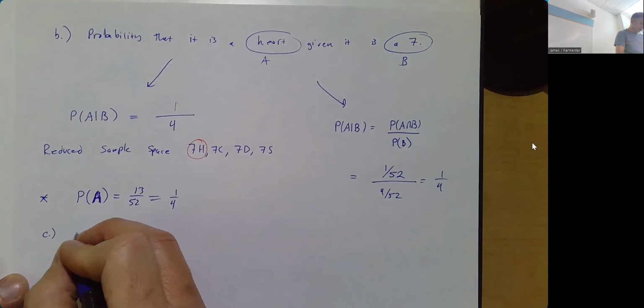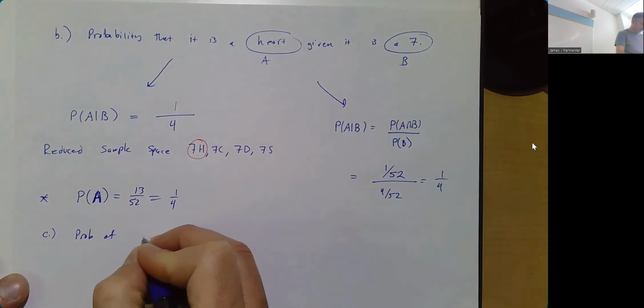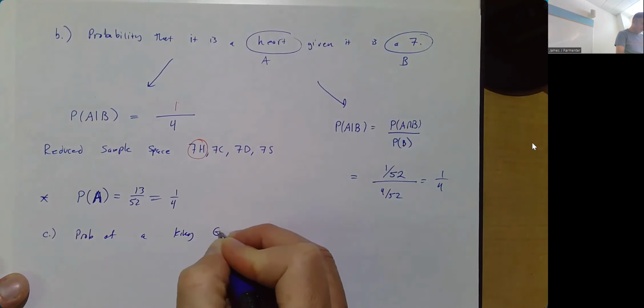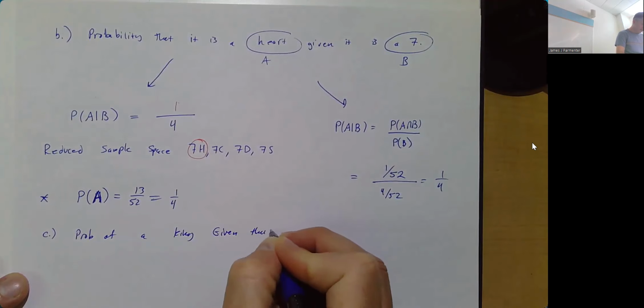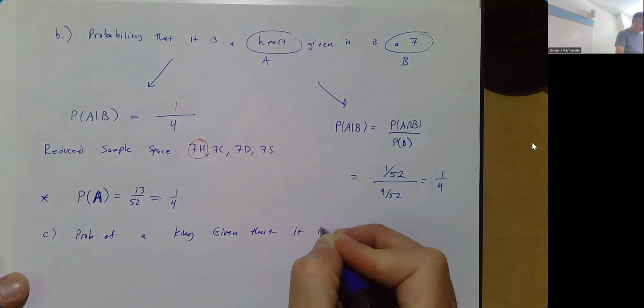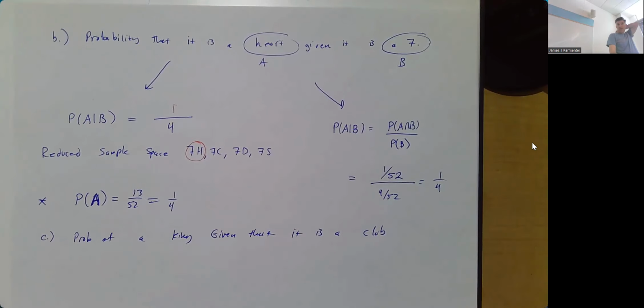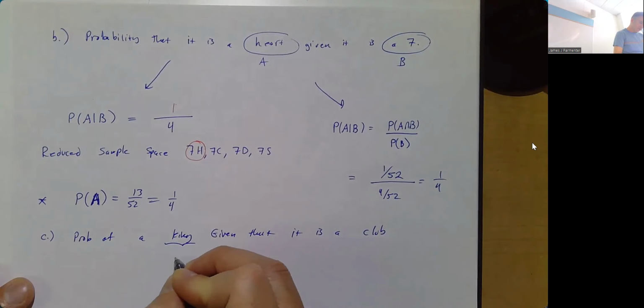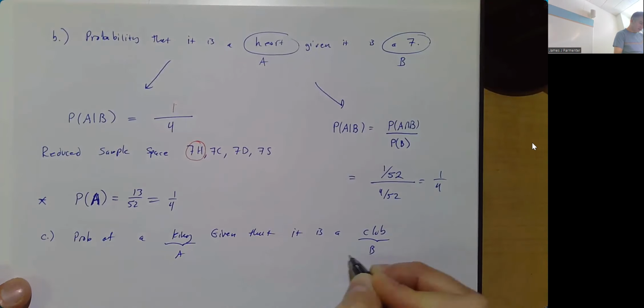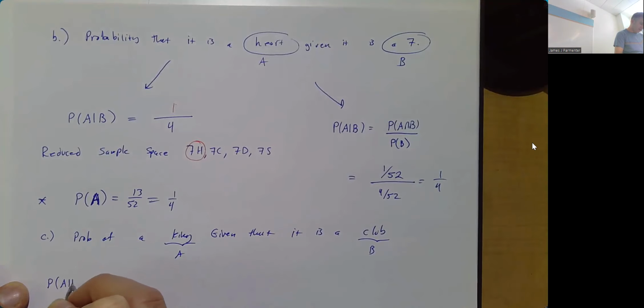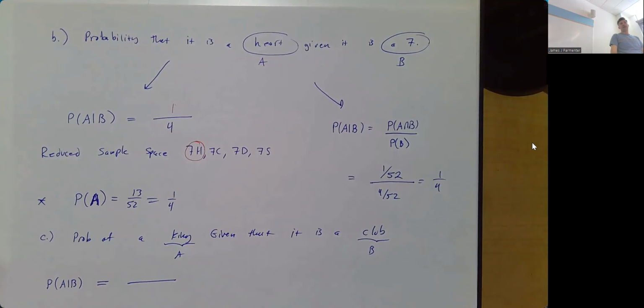So what's the probability of a king given that the card is a club? Well, same idea, except kind of reversed. King is A, club is B. Probability of A given B is going to be, well, our whole world B consists of how many cards? 13 clubs.